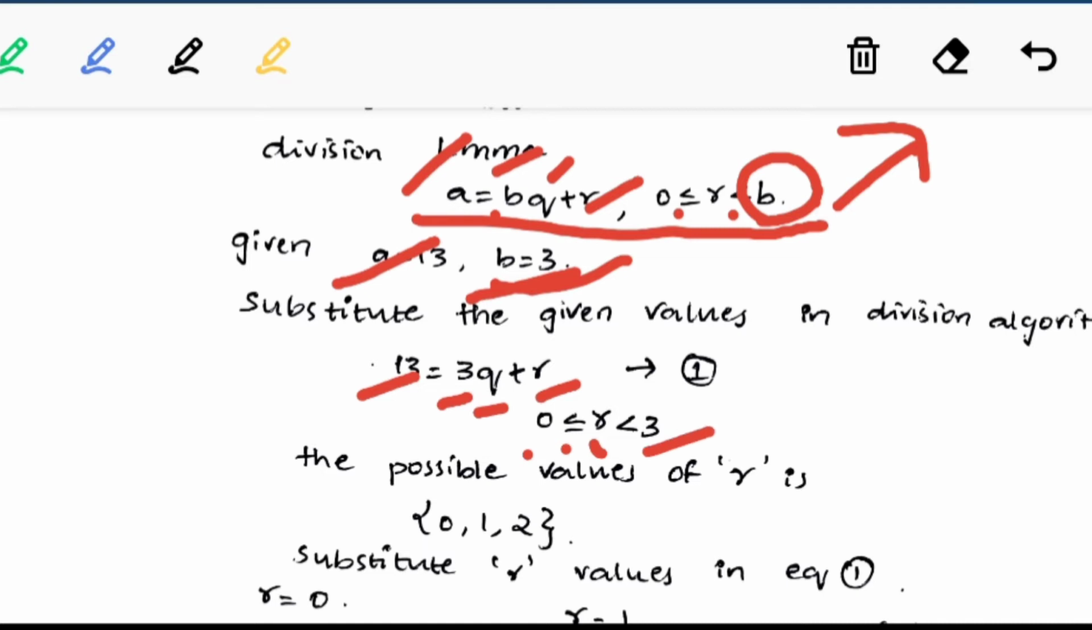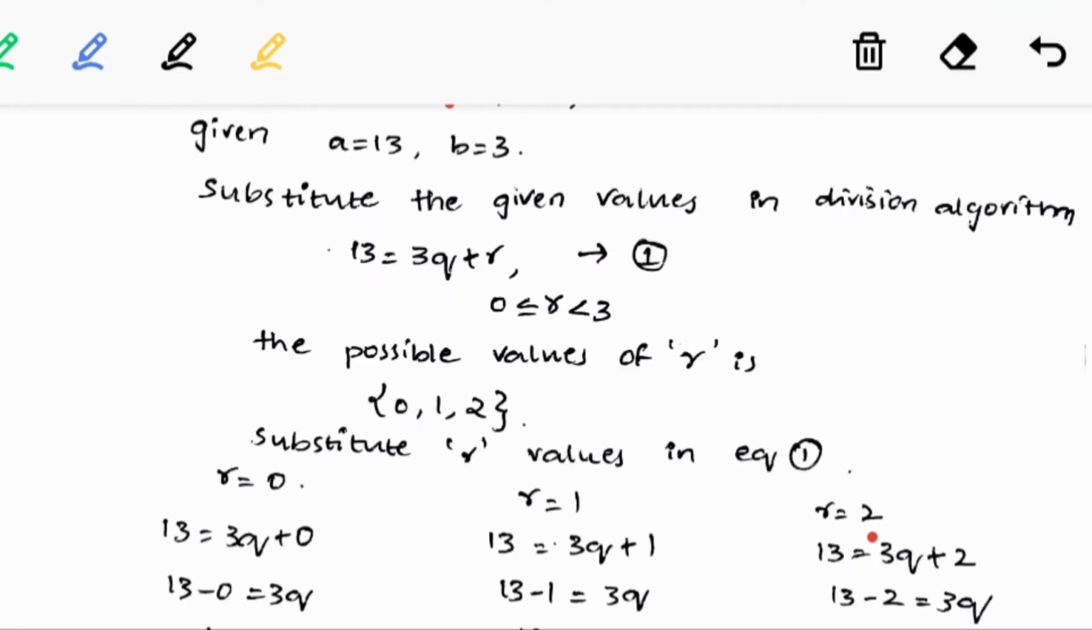So substituting means replacing the given values in the division lemma. Now you need to think: after substituting these values, how can we get the value of Q and R? Here is the hint. It says that 0 is less than or equal to R less than 3. What does it mean? It means that the R value lies between 0 and 3. So the possible values of R are 0, 1 and 2 but not 3, because R is less than 3 but not equal to 3. So we need to exclude 3.